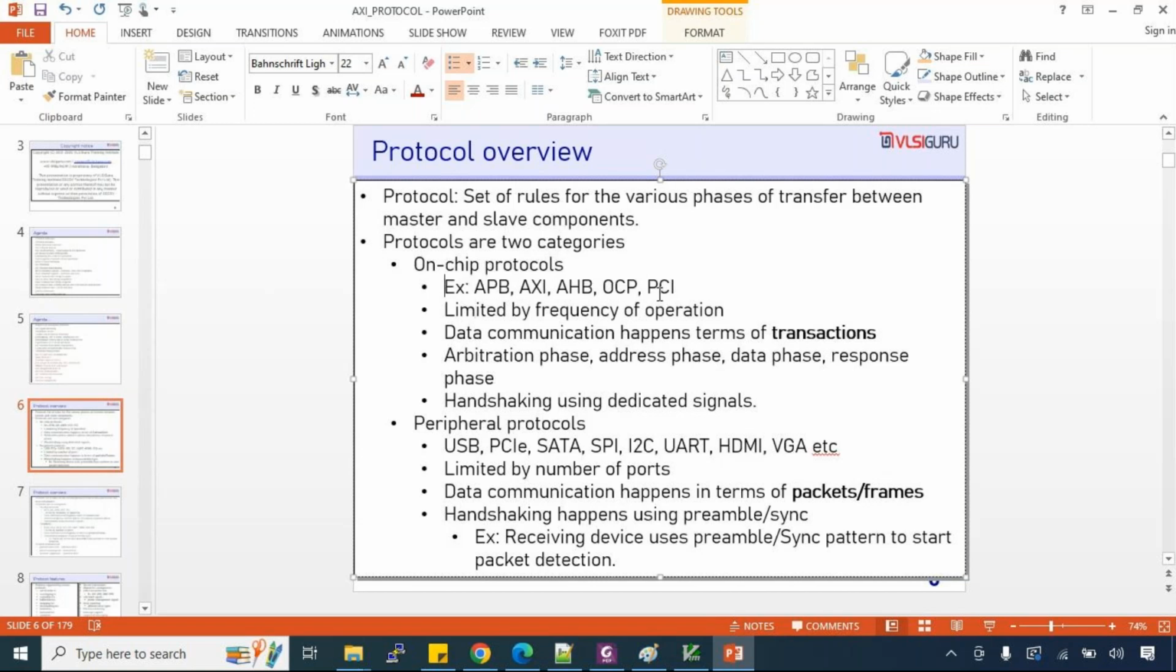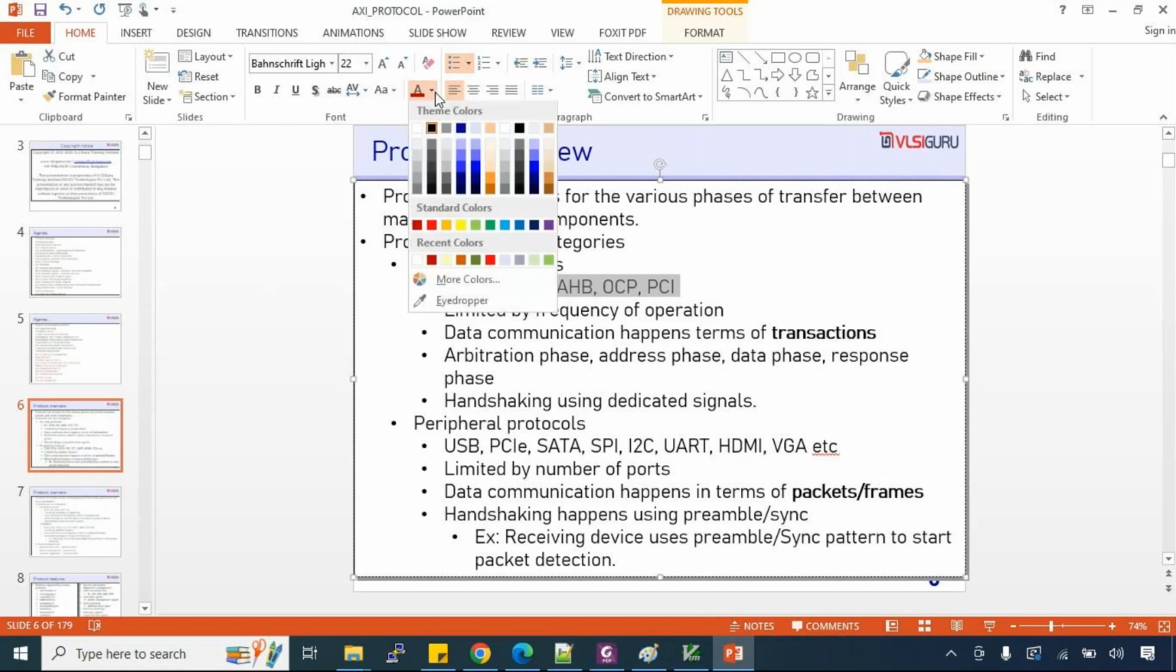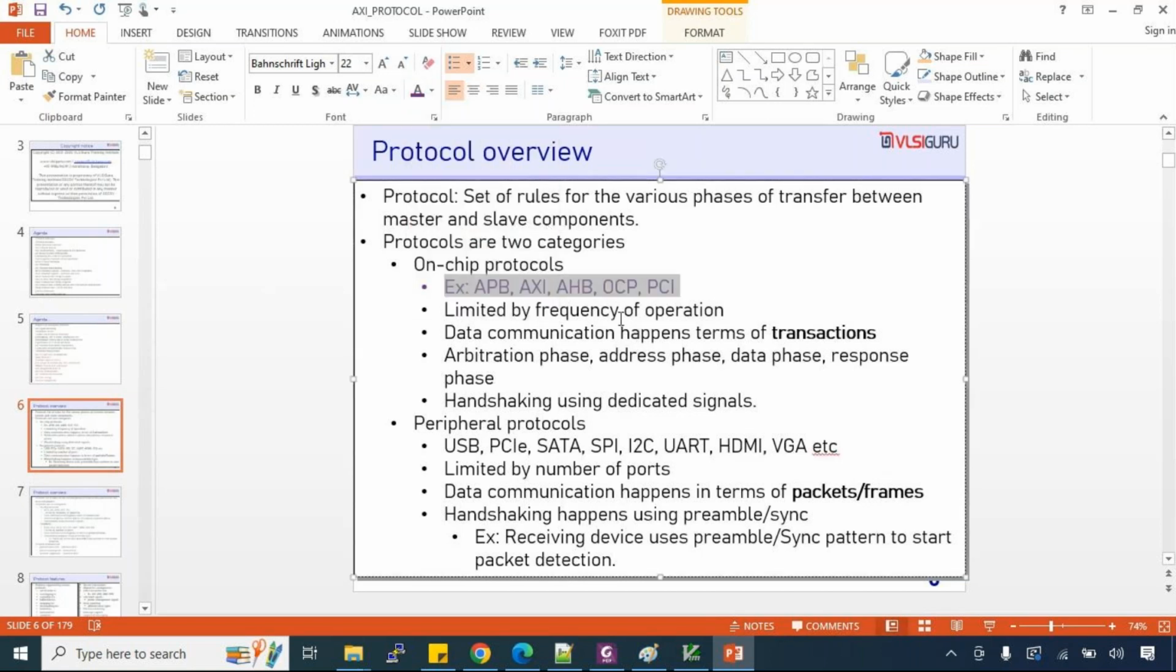They are limited by the frequency of operation. And the data communication in on-chip protocols happens in terms of transactions. When we took APB in SystemVerilog UVM, what is the term we used? APB transaction. When we took Ethernet, what did we use? Ethernet packet or Ethernet frame. So Ethernet is a serial communication protocol or peripheral communication protocol. There we use the term frame or packet. In on-chip, we always use the term transaction. So data communication happens in terms of transactions.